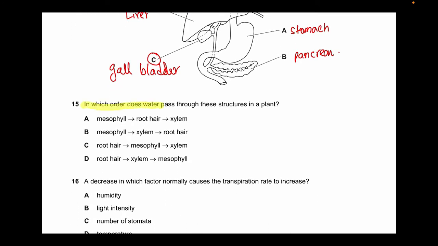In which order does water pass through this structure in a plant? Well, water never passes from mesophyll to root hair, so this is the wrong option. Water never passes from mesophyll to xylem, so this is also a wrong option. Water doesn't pass from root hair to mesophyll, also a wrong option. Water passes from root hair to xylem, and from xylem to mesophyll. This is the correct option.